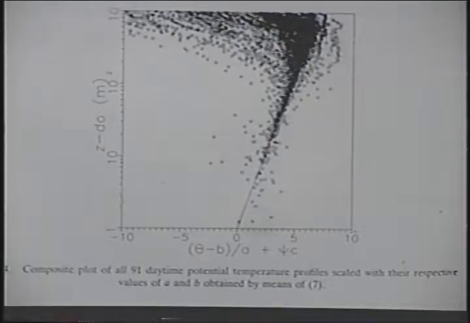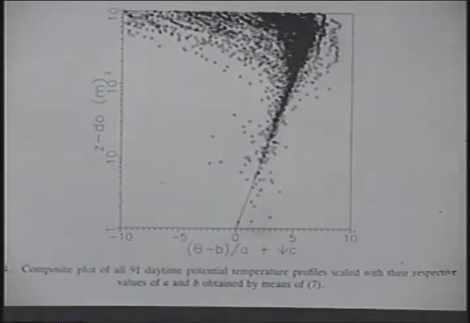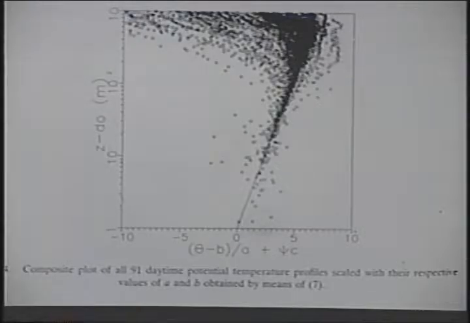Once again, here we go. I show now profiles of potential temperature under non-neutral conditions. This is under unstable conditions. Again, they all collapse on one straight line here between roughly 50 meters and 100 to 200 meters, all depending on the profile.